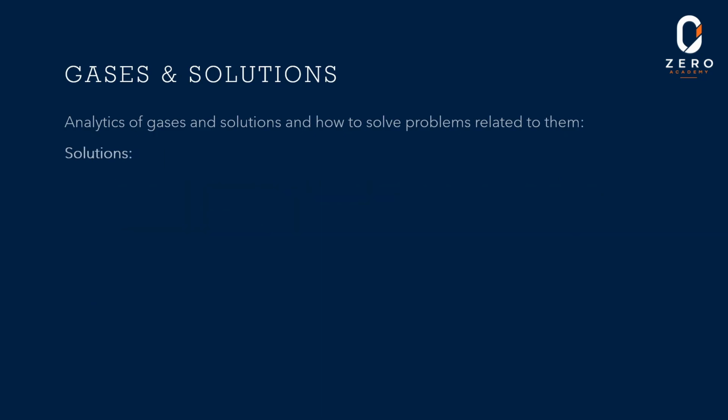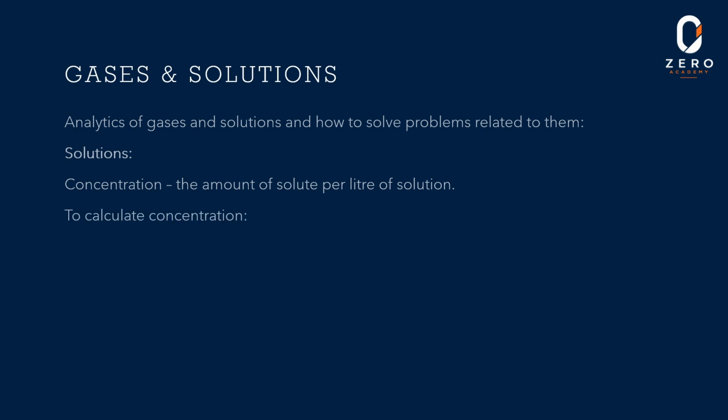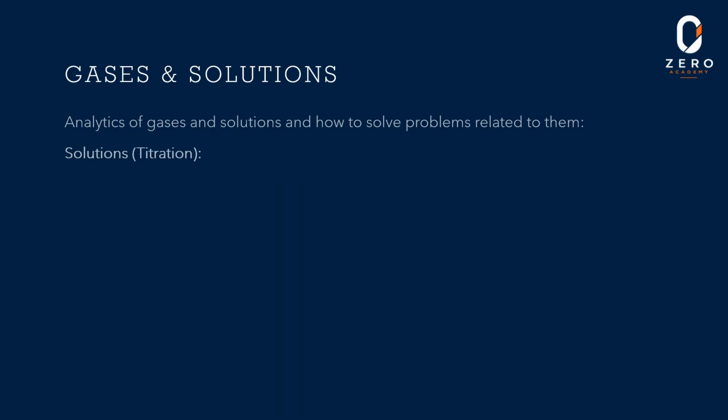Now let's move on to solutions. Under solutions, we have concentration, which is the amount of solute per liter of a solution. And to calculate concentration, we say C = n/V, where C is obviously our concentration, n is the number of moles, and V is our volume. And now let's define titration.